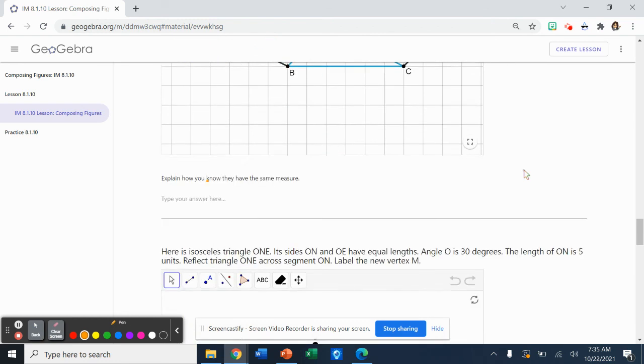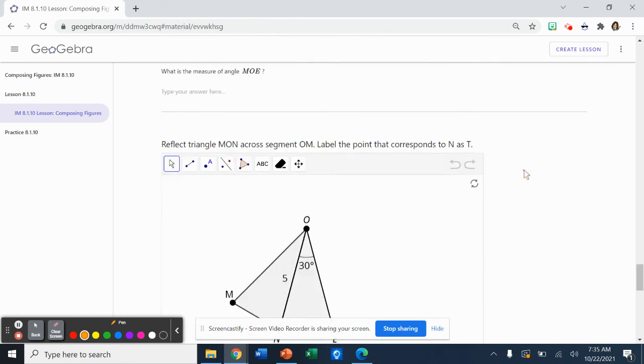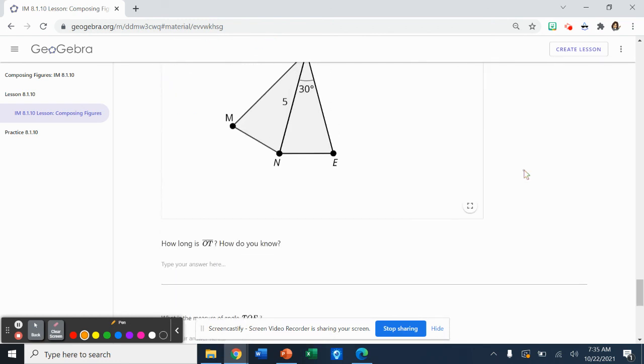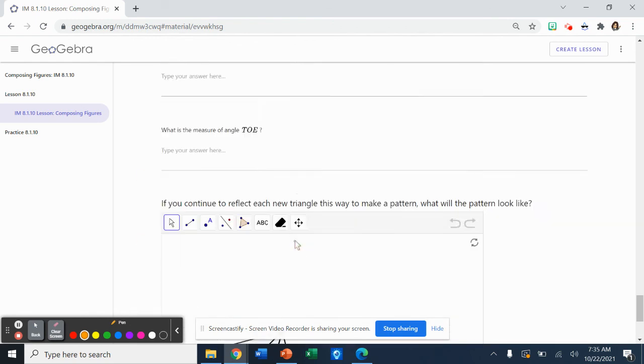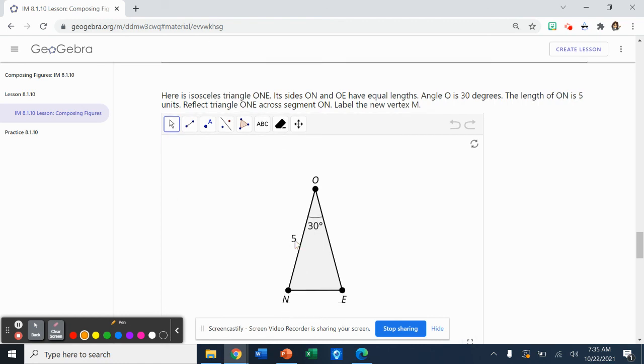So I want you to answer these two questions, and then the last few tasks that deal with triangle MON. I'm scrolling just to show you, but it's from here downward. I'd like you to complete independently. That's how we did it in class. When you're done with GeoGebra and you're finished through this video, make sure that you go back to Schoology because there's a few other items that are on your to-do list for today.